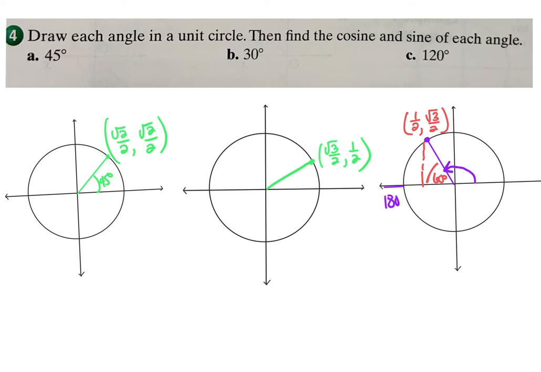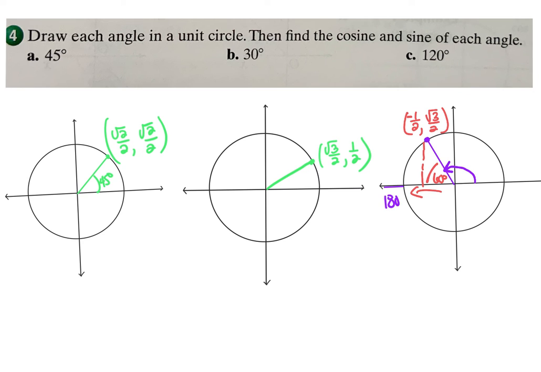Yeah, which one's negative? X or Y value? X value. So the only difference between that and just a regular old 60 degree angle is that it's negative 1/2, square root of 3 over 2. Because I am in the second quadrant, and my X values over here are negative. My Y values are positive there.